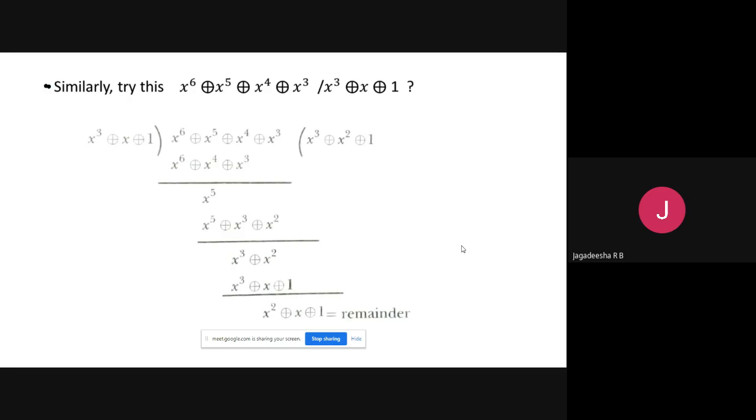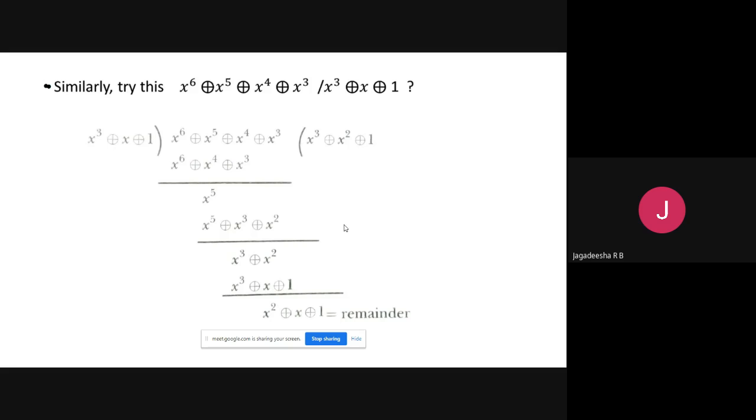So what you are doing is x square multiplied by x cube plus x plus 1. In your fourth line, you have x power 5 plus x cube plus x square. Okay, in the fifth line, again, you have to subtract. So x power 5 will cancel. You are left with x power 3 plus x power 2 in the fifth line.